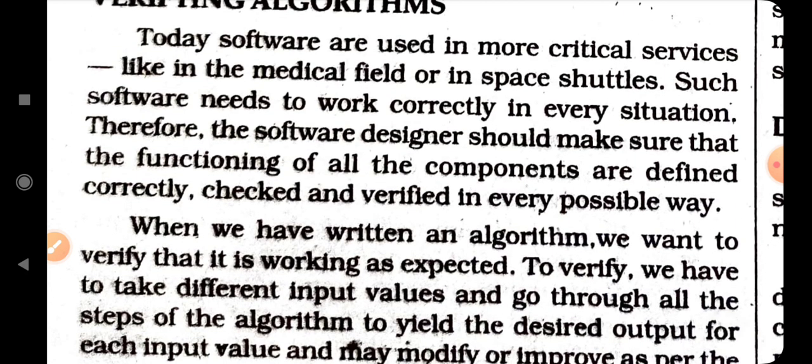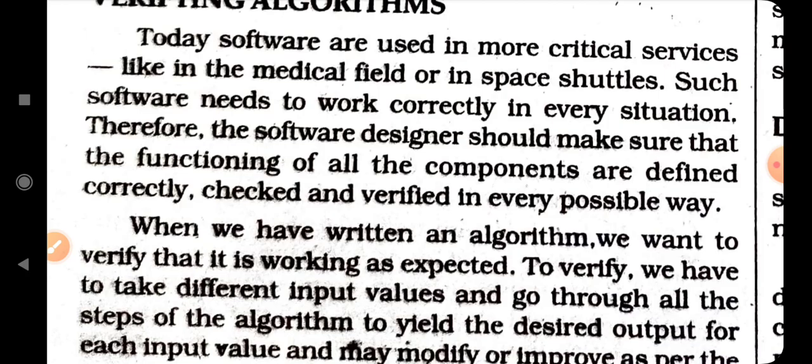Verifying algorithms. Today's software is used in critical services like the medical field or space shuttles. Such software needs to work correctly in every situation. Therefore, the software design should make sure that the functioning of all the components is defined correctly, checked and verified in every possible way.